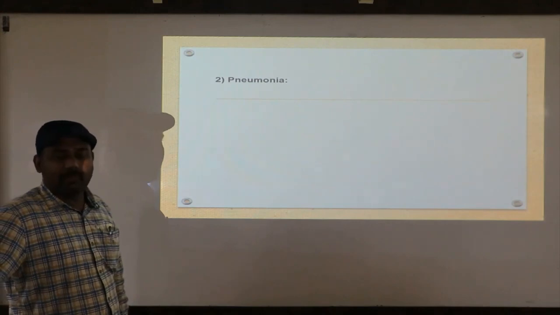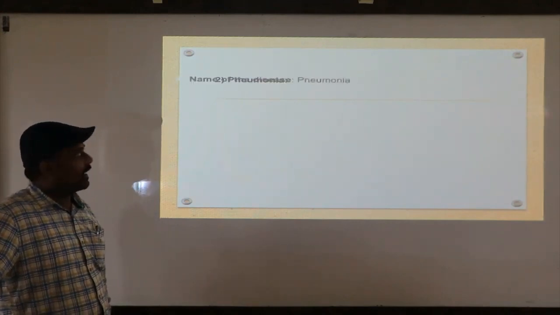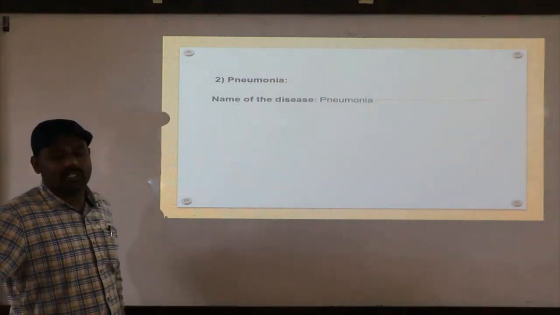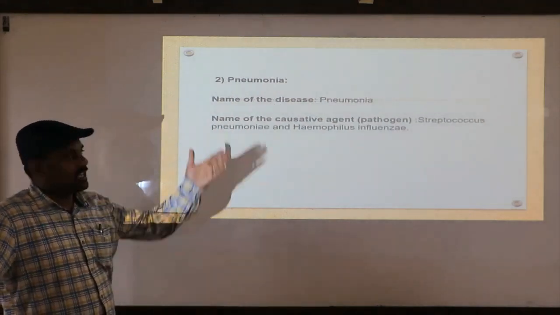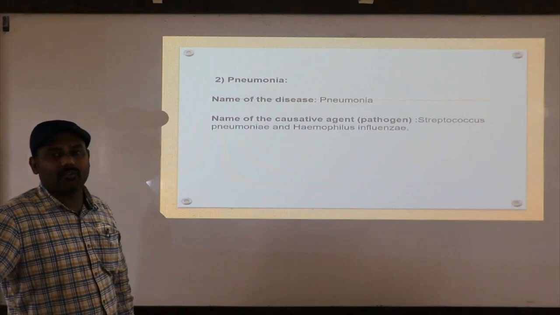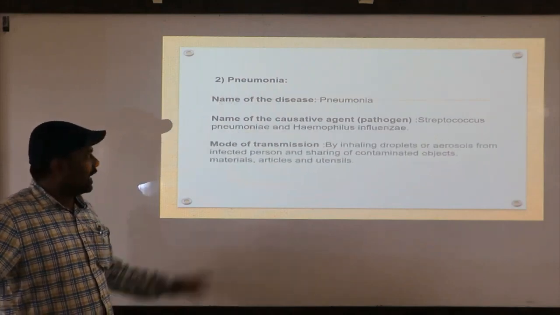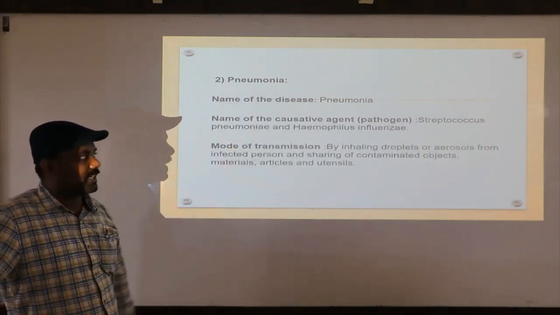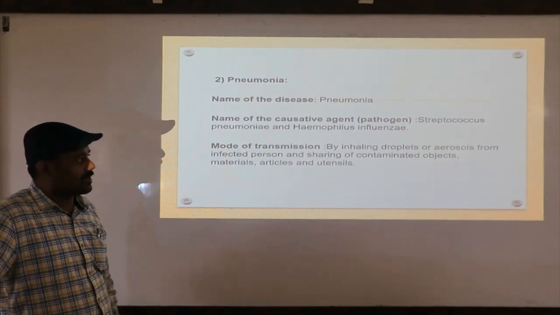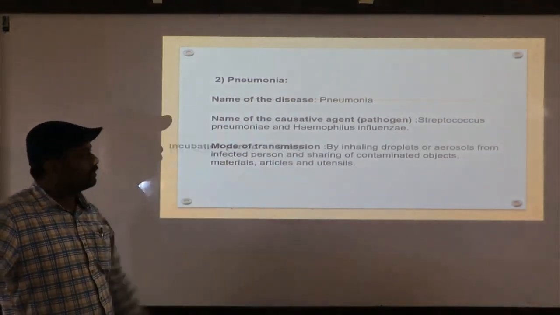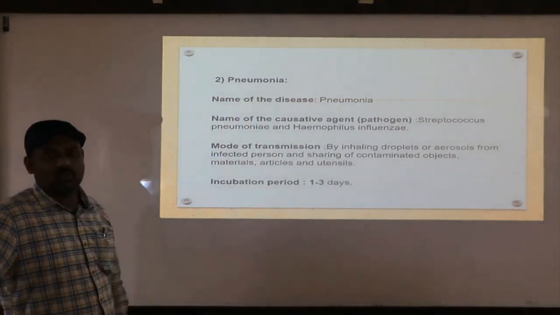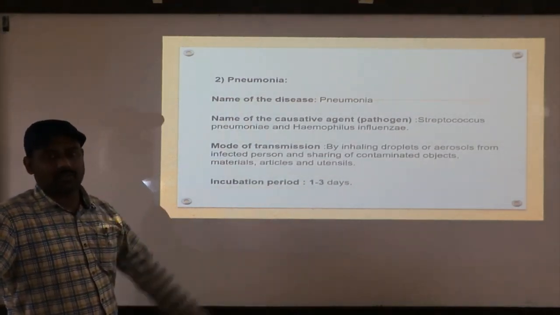Next, the second bacterial disease was pneumonia. Again, same format. Name of the disease was pneumonia. Pneumonia is caused by the causative agents Streptococcus pneumoniae and Haemophilus influenzae. The mode of transmission is by inhaling droplets and aerosols from the infected person, sharing of articles, contaminated objects, etc. Next, incubation period is almost 1 to 3 days. Sometimes even more.